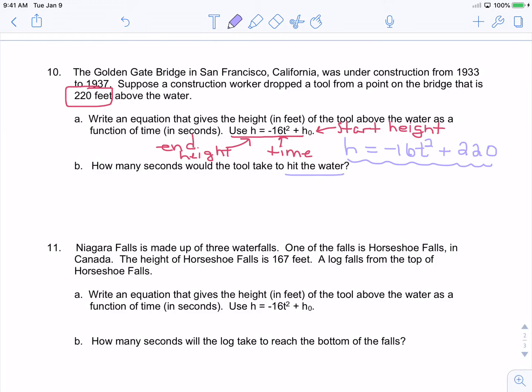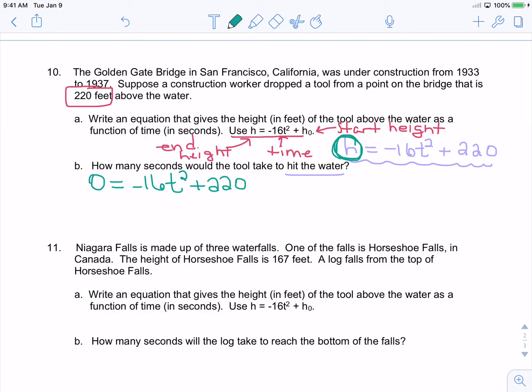So this is the important part in this one, because we need to solve an equation now to figure out how many seconds, which is time, it takes the tool to hit the water. Well, we have to figure out the end height. That's what this other variable represents. But we only need one variable when we solve an equation, not 2. So we have to figure out what the end height is. Well, if it's hitting the water, the end height is 0. So I'm going to take that equation and plug a 0 in for the end height. And then keeping the negative 16t squared, that's what we're going to solve for, plus 220.